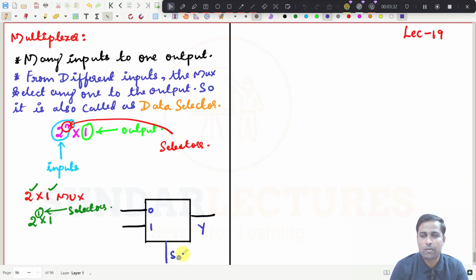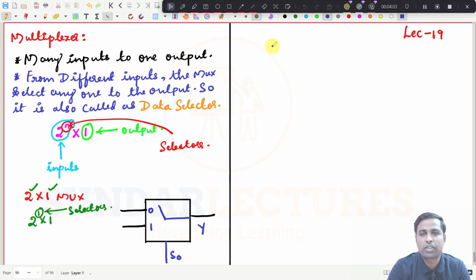Try to understand, because you have one select line, like minterms, you write it down. If you give S0 as 0, then it will select this one. If you give S0 as 1, then it will select this one. So if S is equal to 0, it will select the 0 input, and if S is equal to 1, it will select the 1 input.